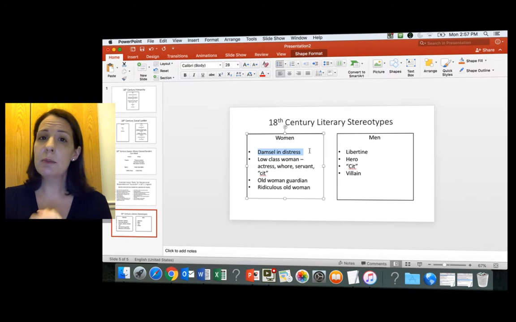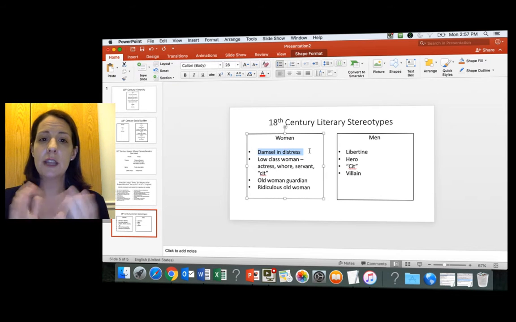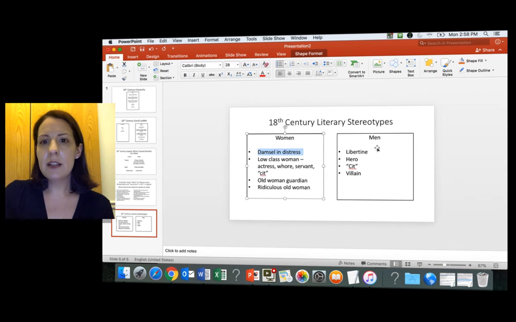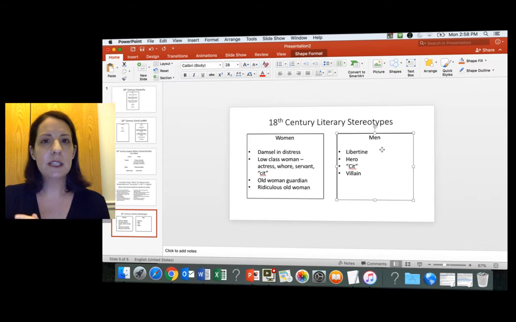There are also low-class women in 18th century literature. Those are usually actresses, whores, servants, or women that are called cits. That is, women who come from families who are citizens of London that are tradesmen. And then on the male side, you have libertines.